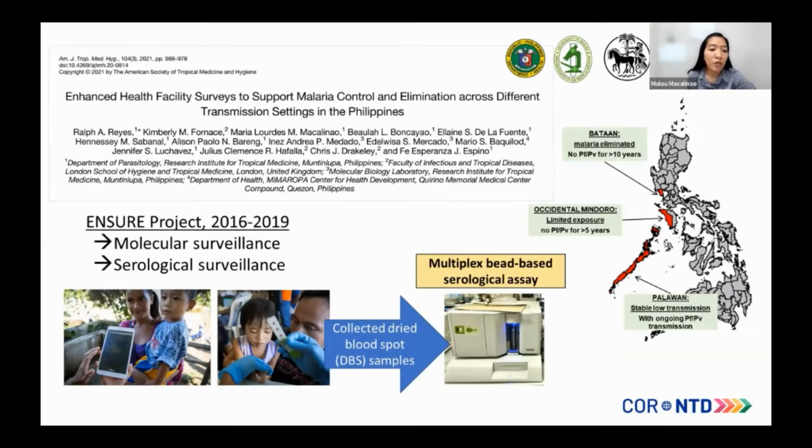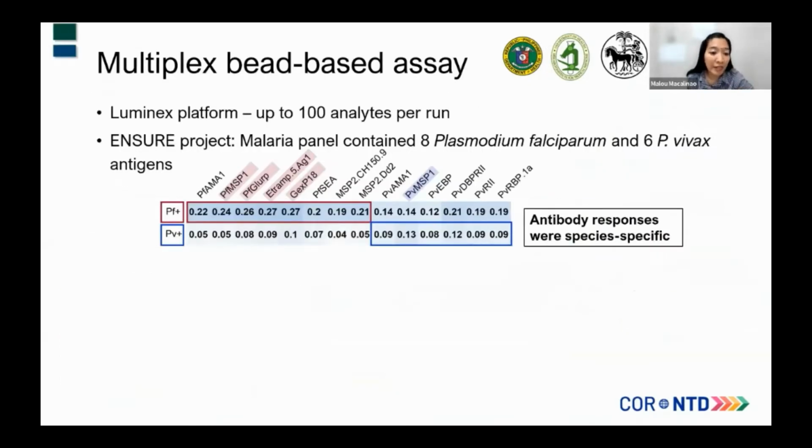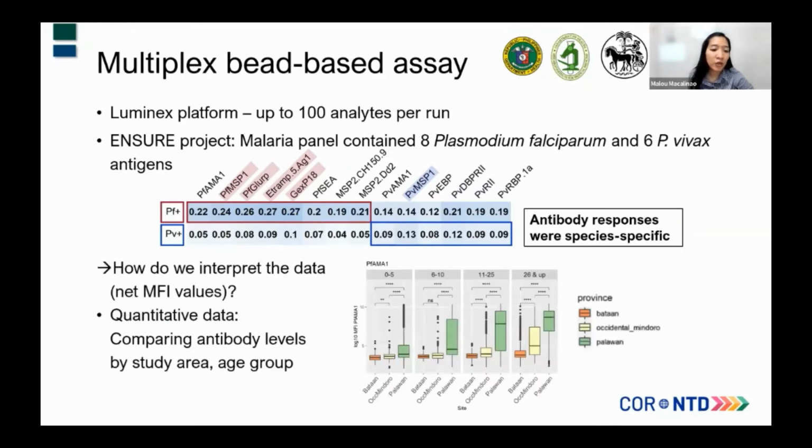For serology, we used the Luminex platform for the multiplex bead-based assay, which allowed up to 100 analytes per sample per run. Our malaria serology panel consisted of 8 PF and 6 PV blood stage antigens. And when we analyzed their correlation with PF and PV infection, we found a higher association of PF infection with PF markers and PV with PV markers, showing the specificity of these markers, particularly the ones highlighted, which are the recent exposure markers. Of course, our next concern is how to interpret our data.